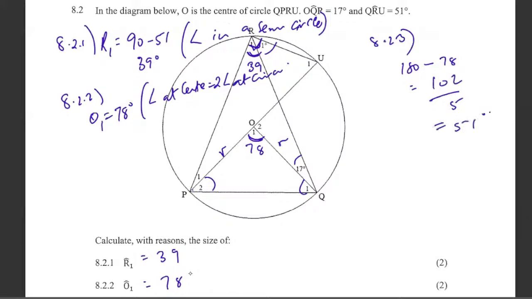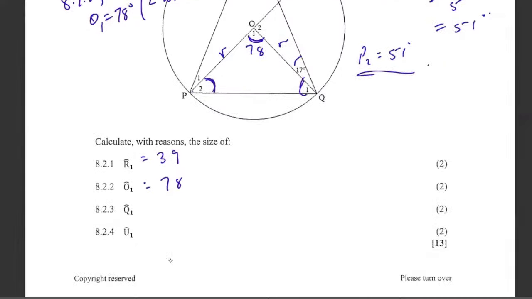51. Alternatively, somebody would have just obtained P2, which tells us that P2 is 51 from here, and then angles in the same segment. Since Q1 is the same as P2, angles opposite equal sides. So whichever way you do it, we shall be glad. So we're saying Q1 is going to be 51.